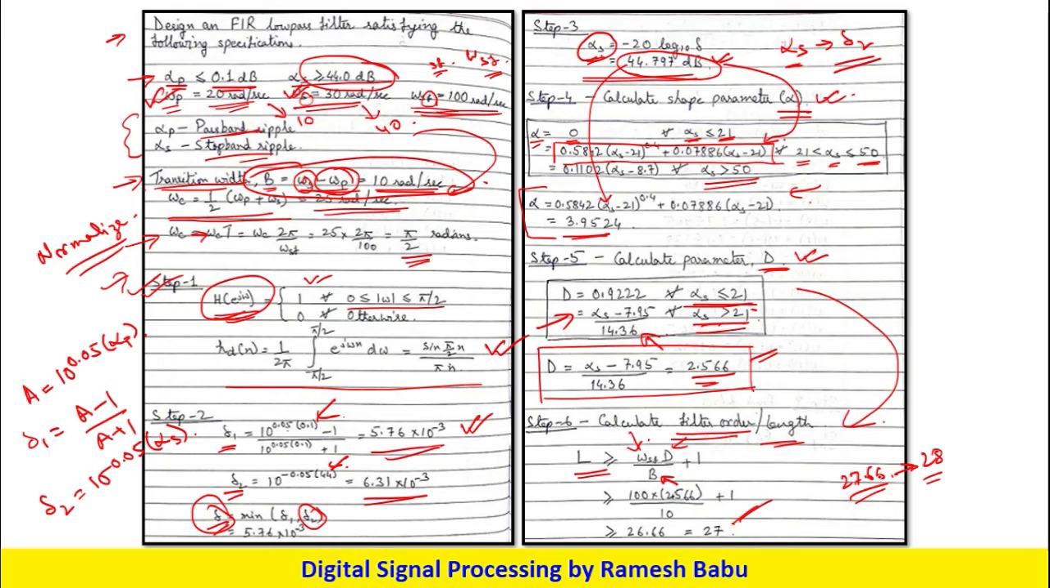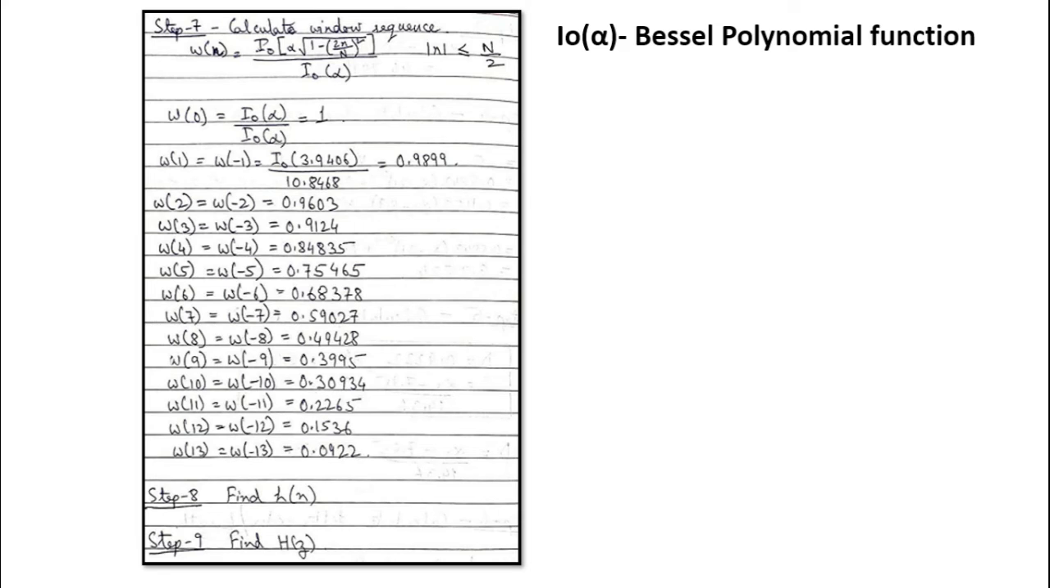But in all the numericals we have done till now, we have seen that if we take the length as an odd number, then it becomes easier for us. So we can take it as, say, 29, because the equation says greater than or equal. Nothing else, just for the sake of our convenience. So from here, we have to calculate the window sequence.